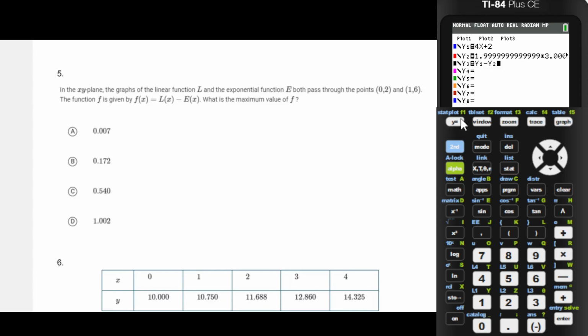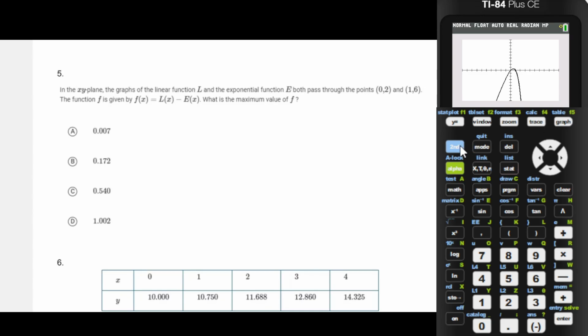We're interested in the maximum value of f. It must be mostly negative, and I'm going to go over here and turn off the graphing of the first two, because I don't really need to see those. What I really need to see is the difference. And I'm just going to hope it's visible. Sure enough, there it is.